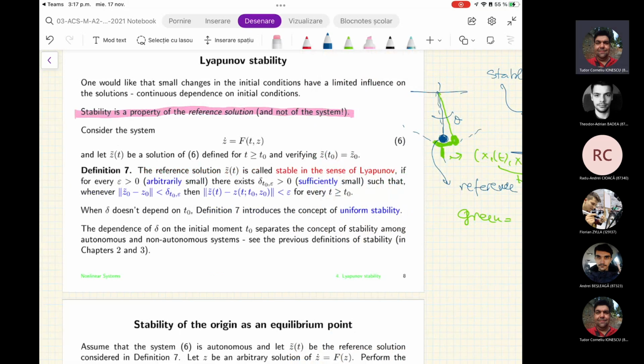Well, let's go back to the theory. Consider the system z dot is f(z, t), depending on time, and consider z tilde to be a solution of 6 defined for any t larger than the initial moment t0. The initial condition is z evaluated at t0 is z tilde 0. And we have the following definition.